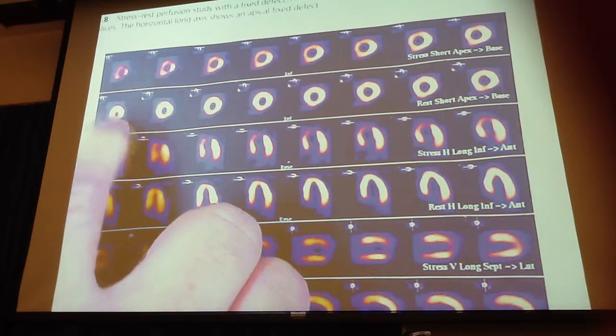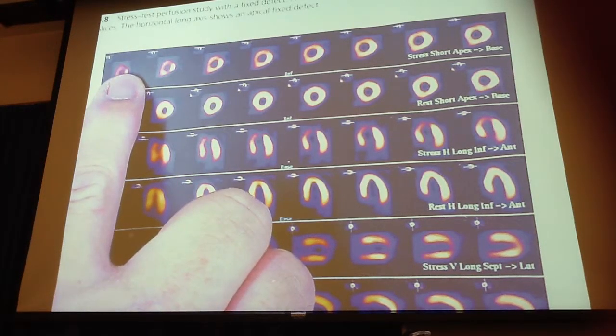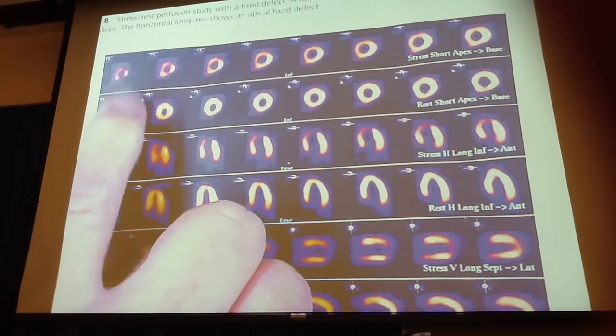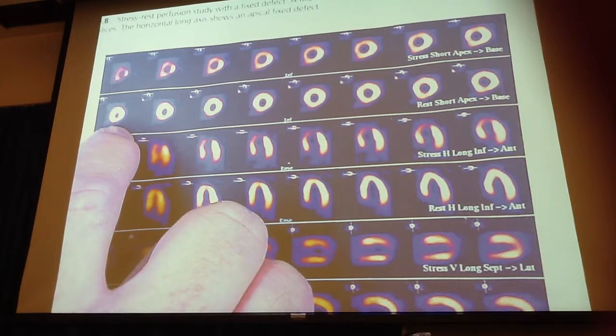Yeah. So on stress, it's bad. On resting, it's good. So you said ischemia. Okay, very, very consistent for ischemia. Okay.